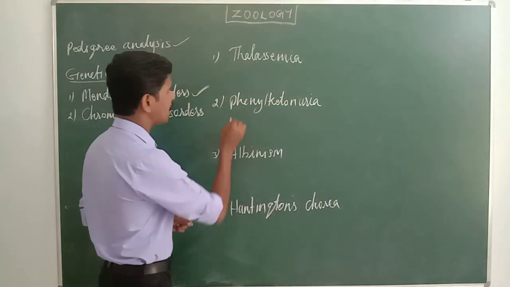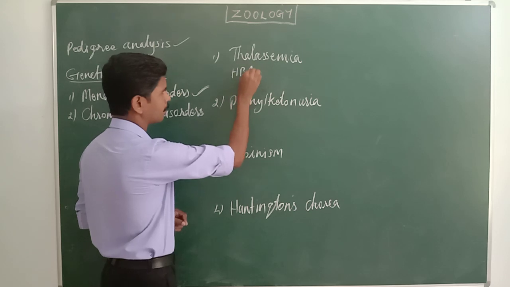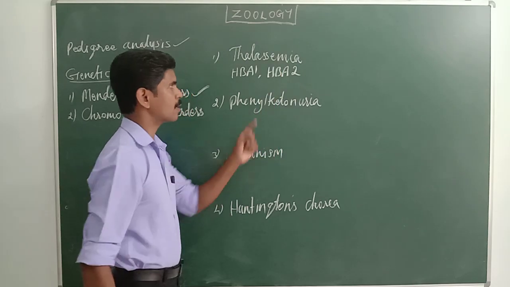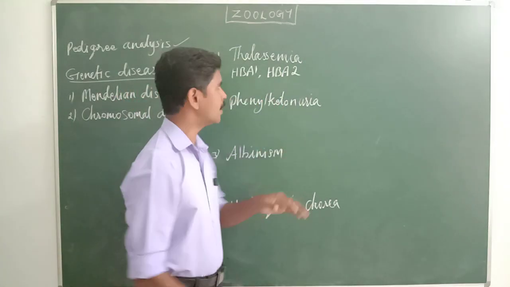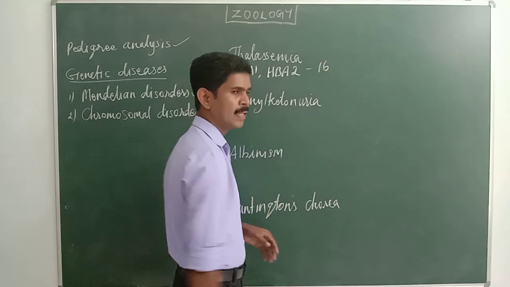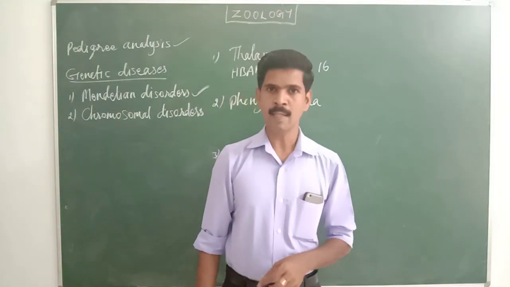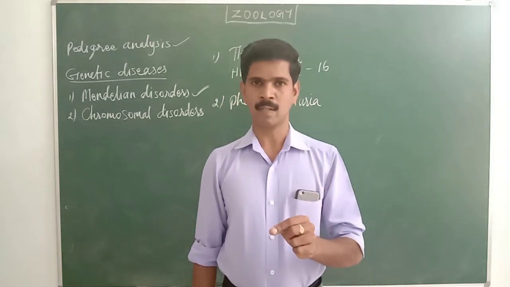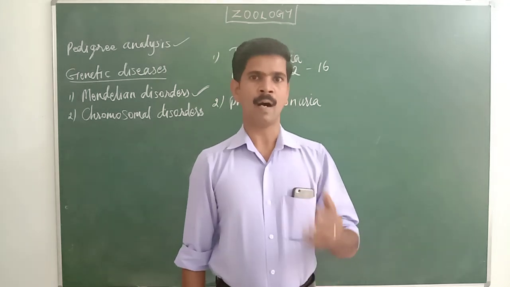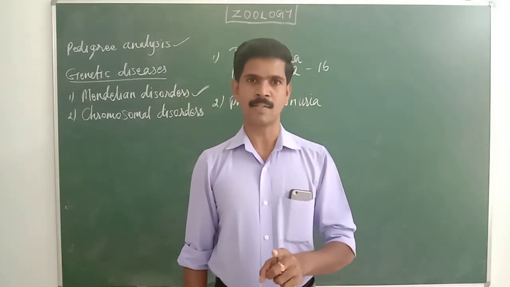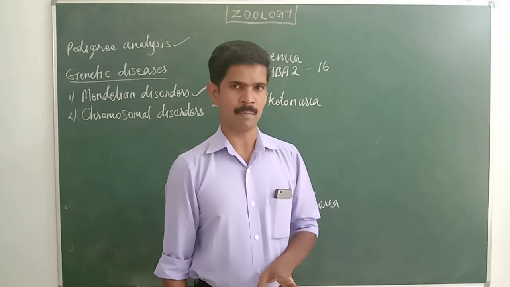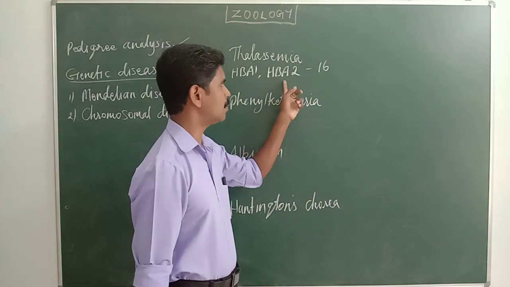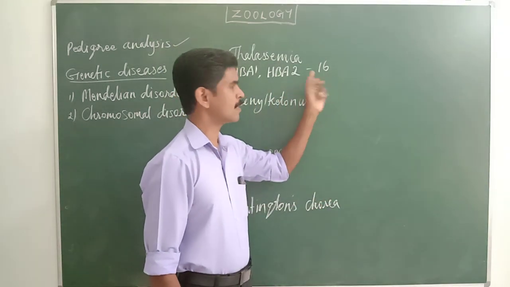One is HBA1, and the other is HBA2. So these 2 genes are controlling alpha thalassemia, and they are located in the 16th chromosome. If any one of the alleles, or more than one allele, is involved in a mutation, it leads to alpha thalassemia. So alpha thalassemia is controlled by 2 genes, HBA1 and HBA2, located in the 16th chromosome.